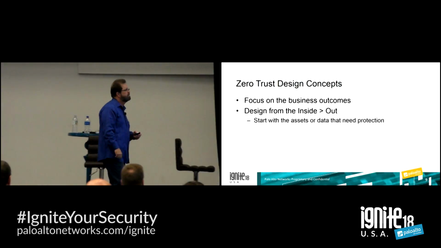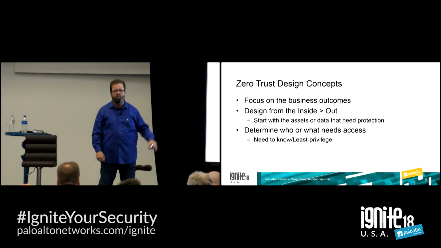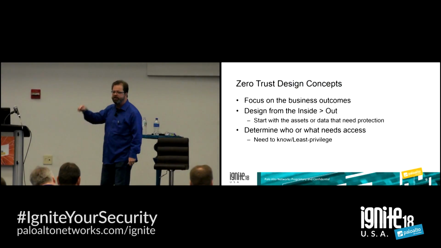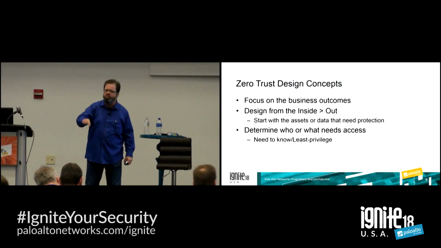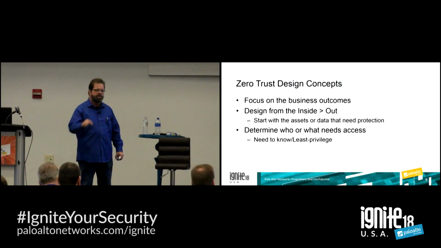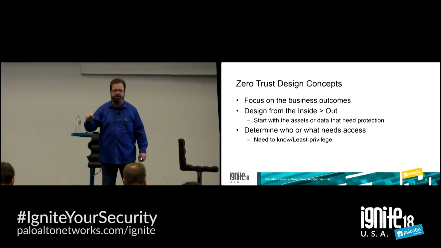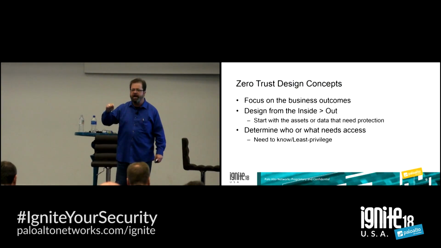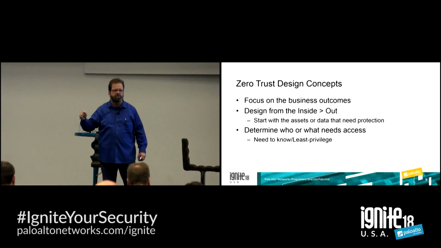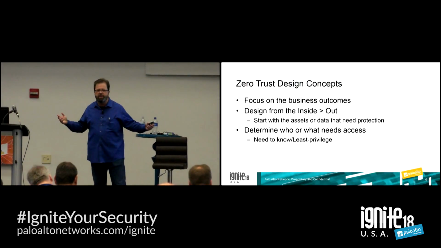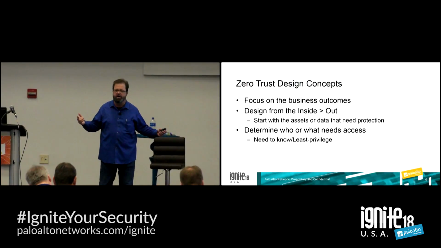Then we need to determine who or what needs to have access to our data in order to use it. We need to enforce least privilege. Neither Snowden nor Manning needed to have access to the data they stole in order to get their jobs done, right? This idea that there are super users and admins who should get access to the data, they don't need to have access to the data to do their jobs.